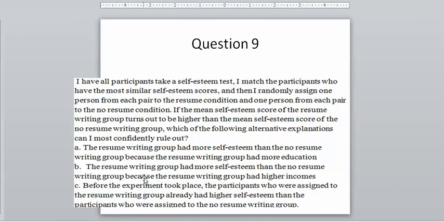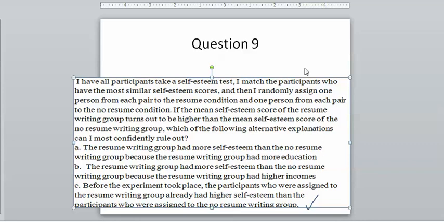Well, since I matched them on their previous self-esteem, what it means is that the two groups had equal self-esteem at the beginning of the study. What that means is that you can't say that the people in the resume group already had higher self-esteem before they entered the study. That's not possible because I know that the two groups had equal self-esteem going into the study. So C is ruled out. The matching ruled this out.